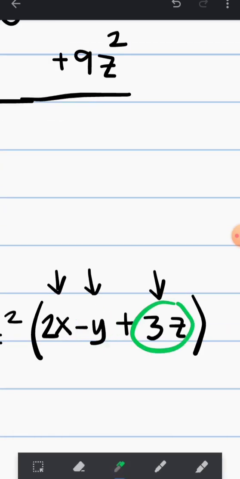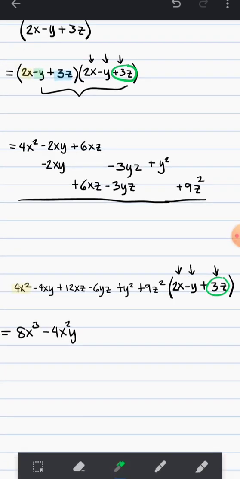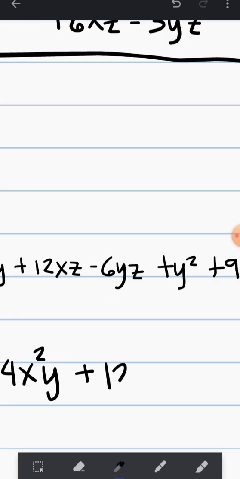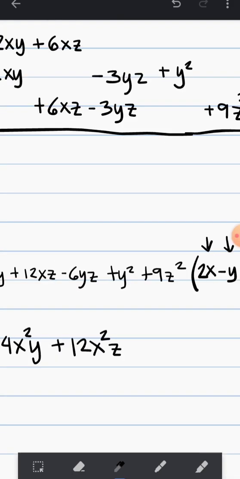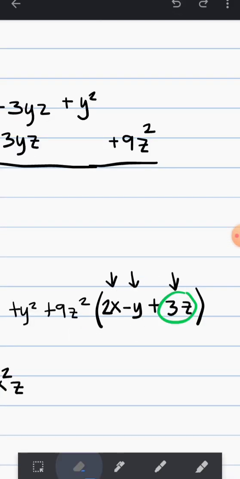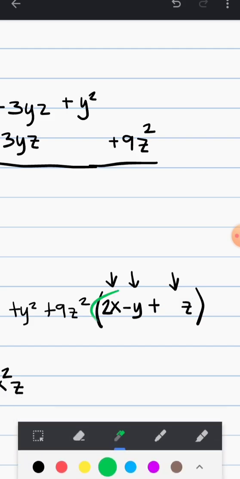And then this term, 3z. 4x squared times 3z. They're all positive. 4 times 3 is 12, so 12x squared z. So we're done with the 3. Let's move on to this term.